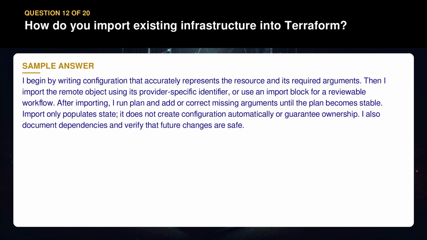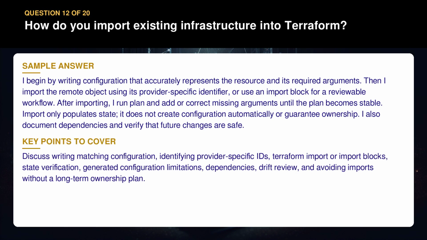I begin by writing configuration that accurately represents the resource and its required arguments. Then I import the remote object using its provider-specific identifier, or use an import block for a reviewable workflow. After importing, I run plan and add or correct missing arguments until the plan becomes stable. Import only populates state. It does not create configuration automatically or guarantee ownership. I also document dependencies and verify that future changes are safe.